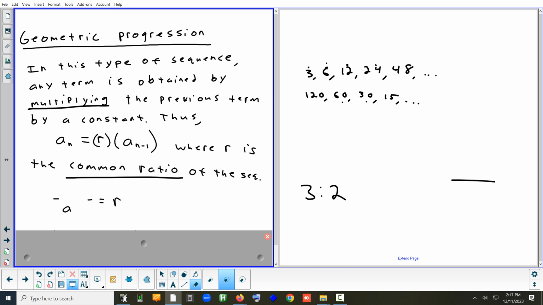I'm going to write it the way I just did with you guys. Take the term that comes after and divide by the one that comes right before it. That'll tell you R. So take 12, divide by the one that comes before it, 6.